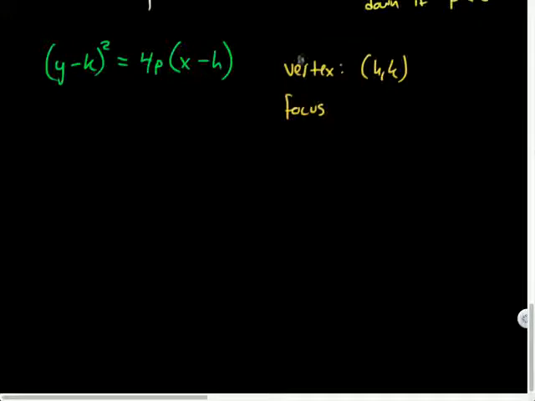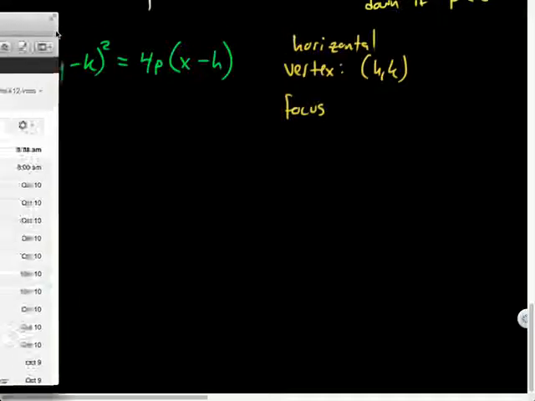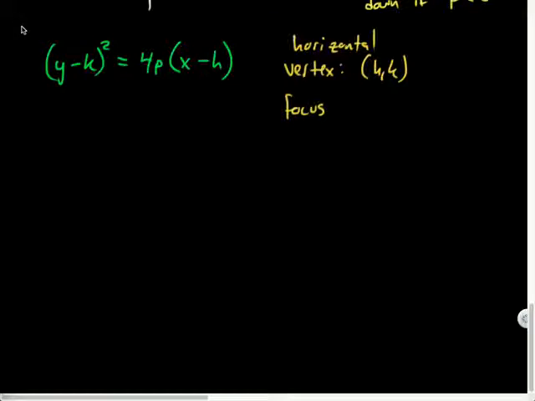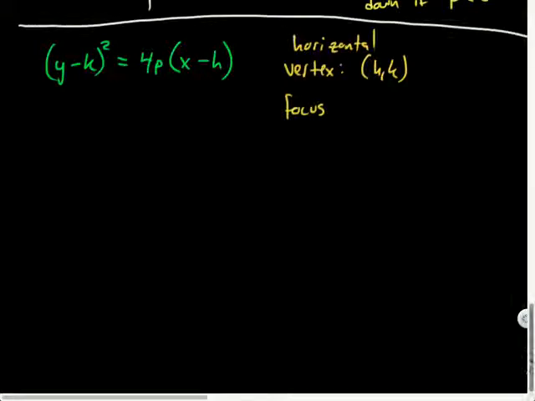oh actually, wait, I forgot, this is horizontal. I forgot to mention that. Horizontally oriented. Well, that's not what I meant to do. I meant to draw a cool horizontal line here, just separating these two concepts. There we go. So, the focus is going to be p units away from the vertex, but in the horizontal direction. So that's going to be (h + p, k).